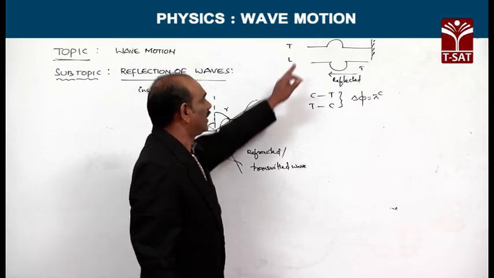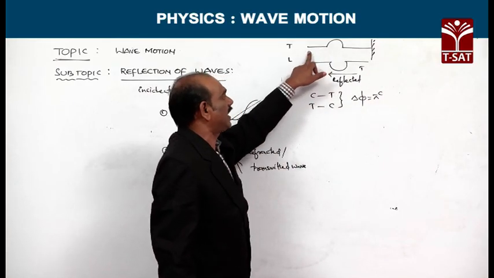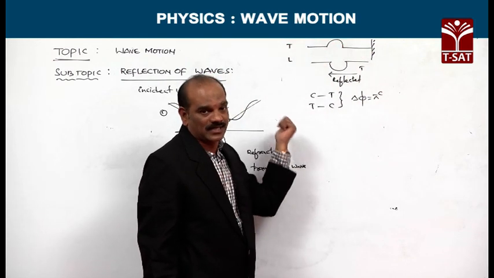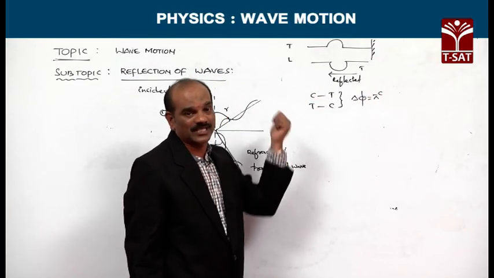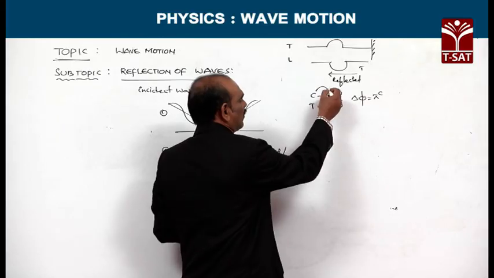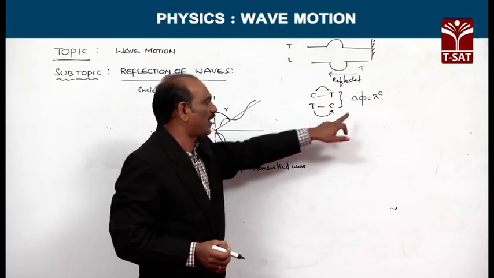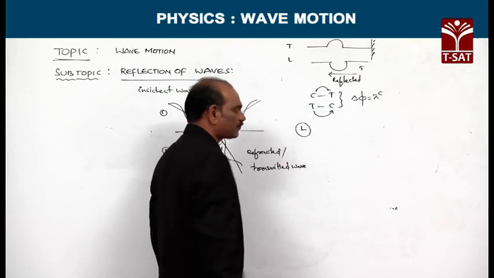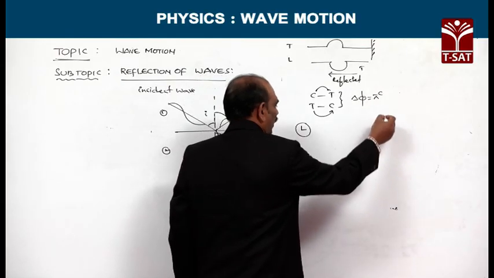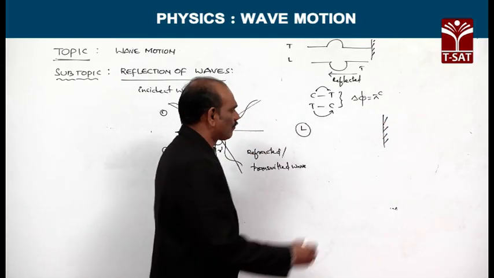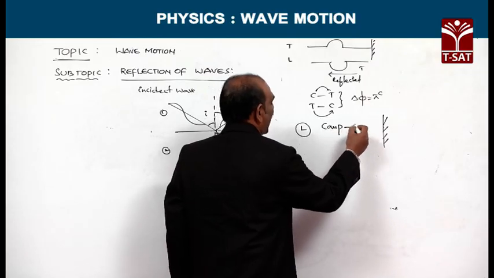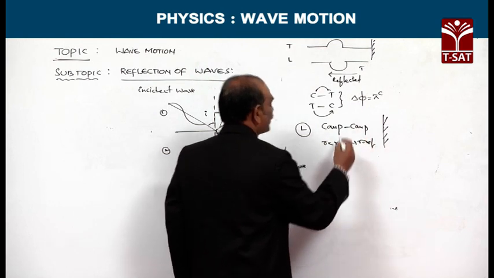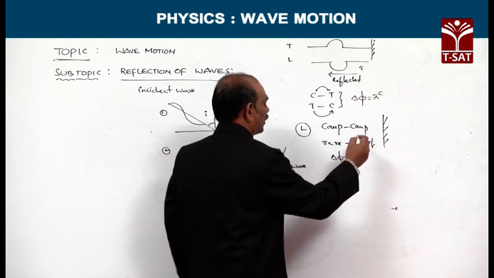I repeat again: in the case of a transverse pulse incident on the rigid end, if a crest is incident, reflection takes place as a trough. If a trough is incident, reflection takes place as a crest. So the phase difference between them is pi radians. In the case of longitudinal pressure waves, from the rigid end, compression reflects as compression and rarefaction reflects as rarefaction. In this case, delta phi is equivalent to 0 radians.